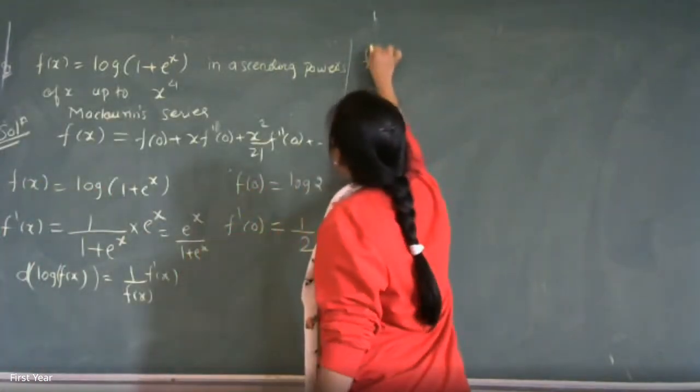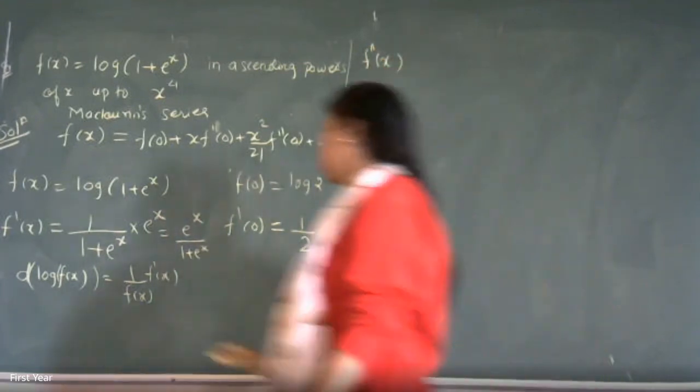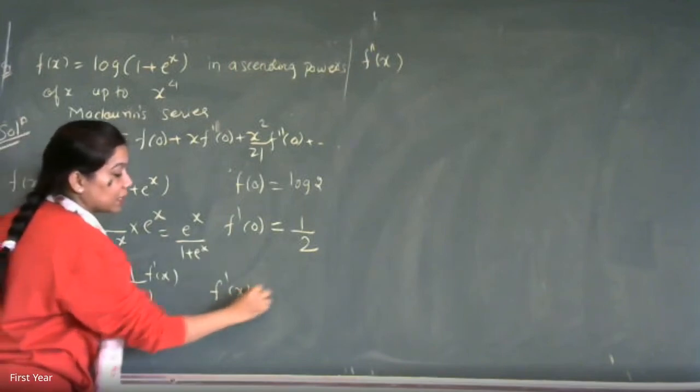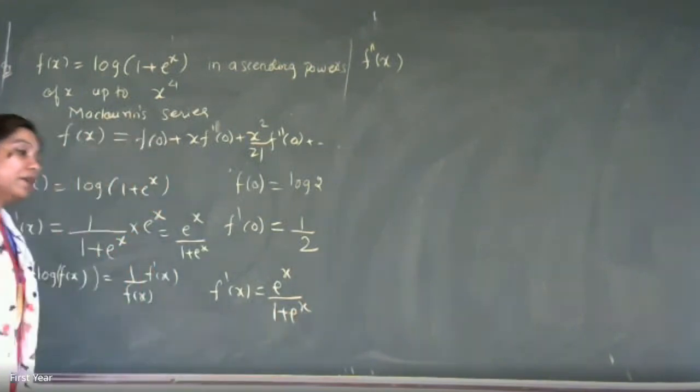Now let's find the second derivative. What do I want? f dash of x. I write it here. f dash of x is e raised to x upon 1 plus e raised to x. Those who are good at derivatives will get the answer.